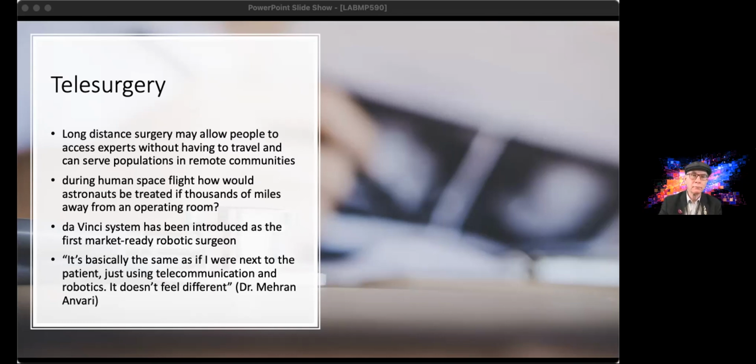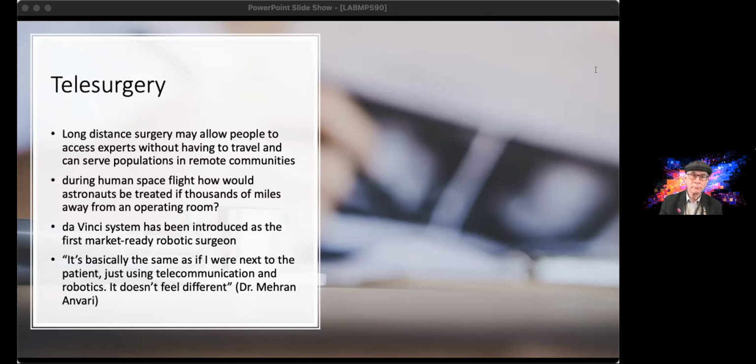The origin of telesurgery has roots in the space race, actually, with the question being, during human spaceflight, how would astronauts be treated if several thousand kilometers away from an operating room? In the 1970s, NASA began exploring remote-controlled robots to operate on astronauts. In 2006, the Zeus robot simulated a spaceflight telesurgery at the Aquarius underwater base. More recently, the Da Vinci system has been introduced as the first market-ready robotic surgeon.